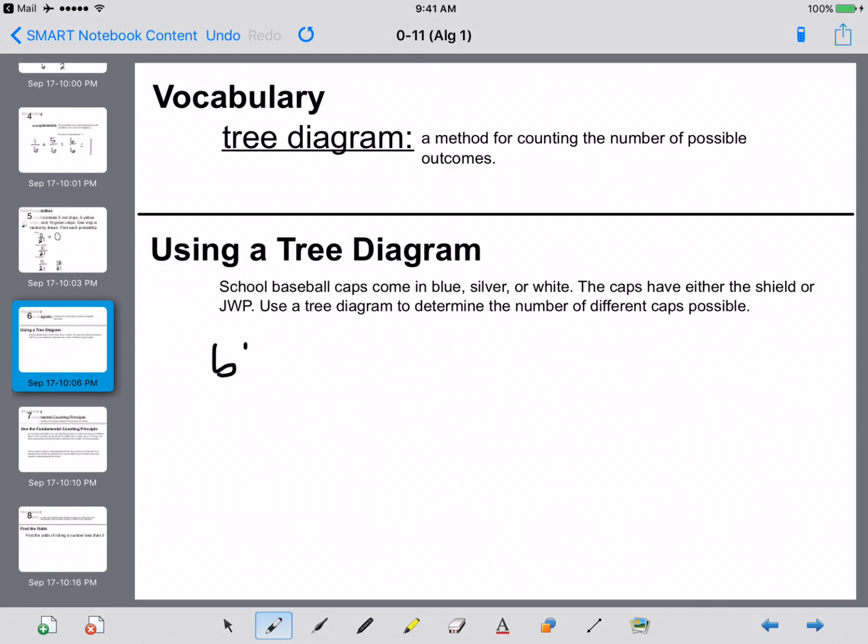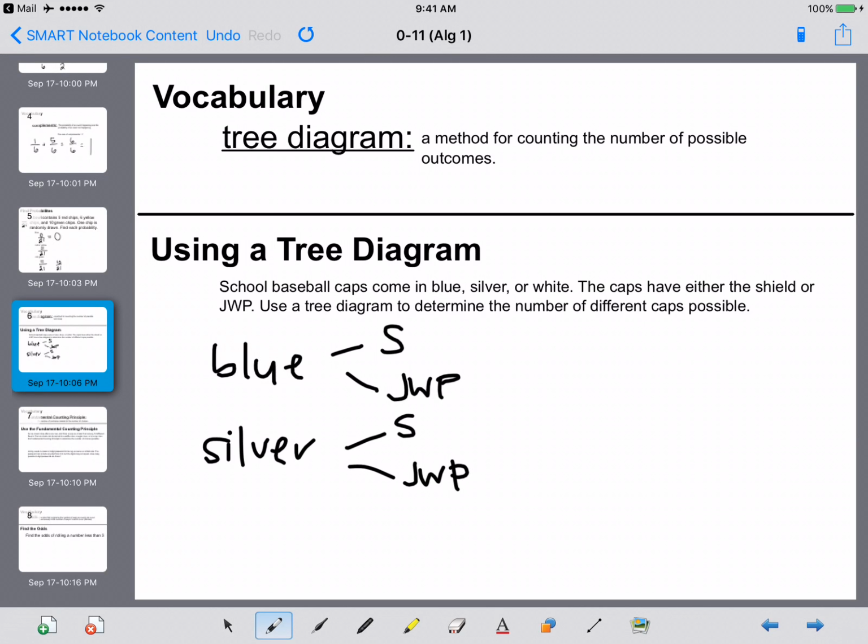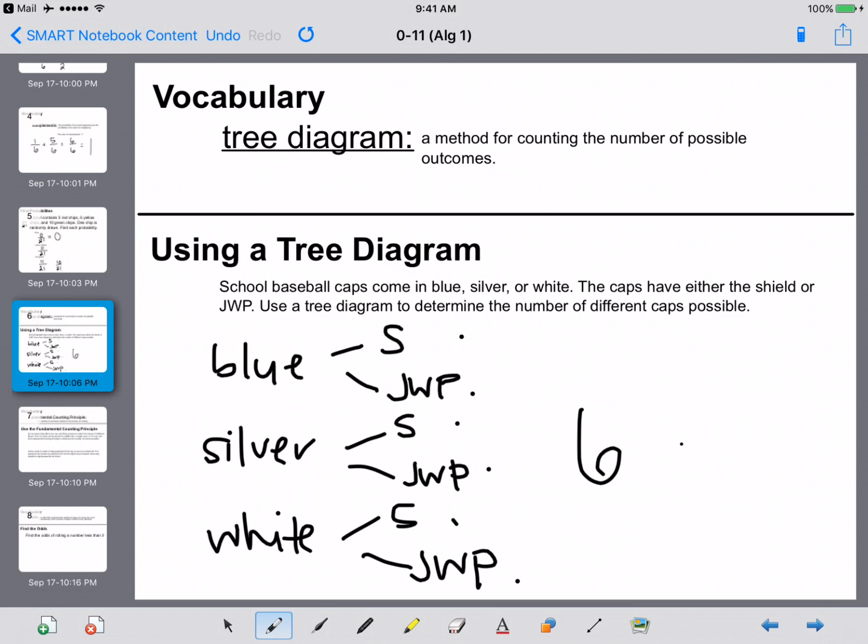So we could have a blue cap with the shield or with JWP. We could have a silver cap with the shield or JWP. See, we're branching off like trees. And we could have a white cap with the shield or JWP. So our options are blue and shield, blue and JWP, silver and shield, silver and JWP, white and shield, white and JWP. So our total number of caps possible is 1, 2, 3, 4, 5, and 6. So 6 different caps can be created.